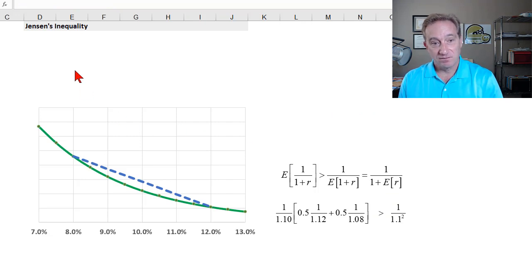Okay, so now let's look at the effect of convexity, and first, the mathematical reason for why it's happening is called Jensen's inequality. Here I've plotted the typical price versus interest rate curve in green. I have rates at the bottom. Mine is exaggerated for a long-term zero coupon bond, so I exaggerate the convexity effect.